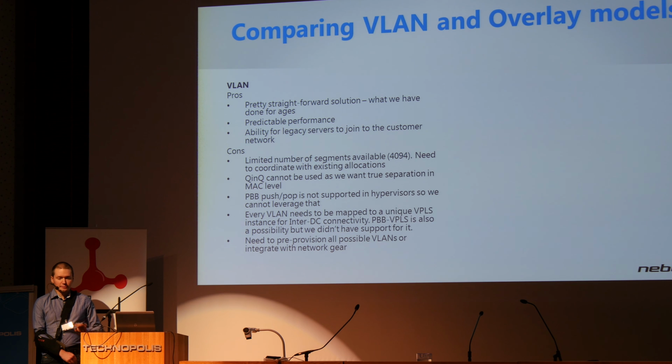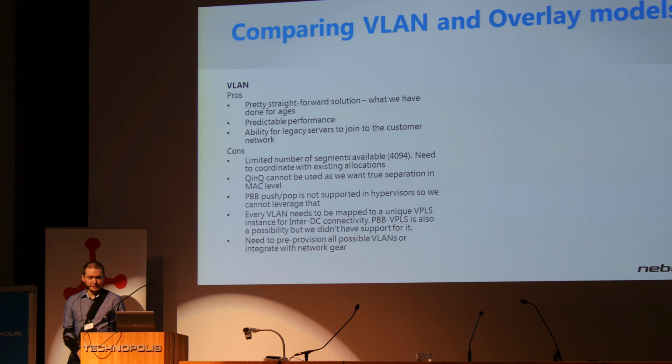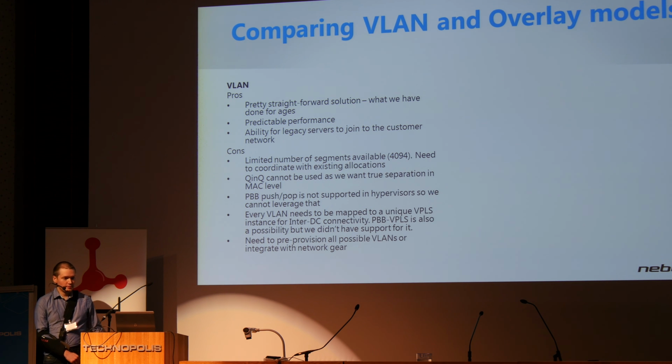Queuing would not be possible because we wanted to have true NAT level separation, so overlapping MAC addresses and so on. Of course, we could use PBD, but then again, there is really no support in hypervisors for pushing a PBD tag. So if we wanted to transport those VLANs between the data centers, we would have to map them to unique VPLS instances, again, to achieve the MAC level separation. And again, PBD VPLS would be an option, but we didn't have it supported in all of our routers. And even with PBD VPLS, the amount of configuration would be quite significant.